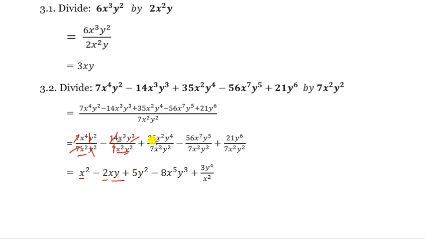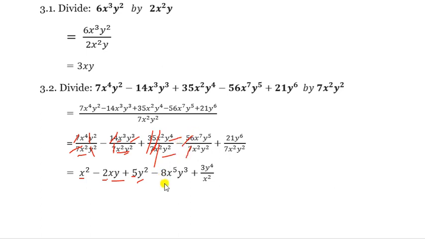Then here 7 and 35, simplify. Then here x square and x square. Then here y to the power 4, and here y to the power 2. So y to the power 4 minus y to the power 2, y to the power 2 only. And again I am telling you, you can calculate x with x only, y with y only. You cannot calculate x with y, or y with x. Is it clear?